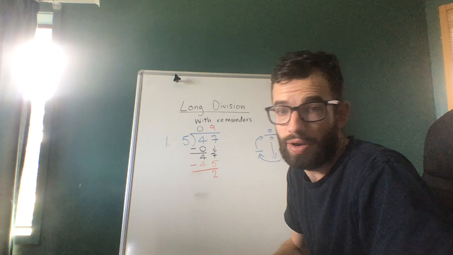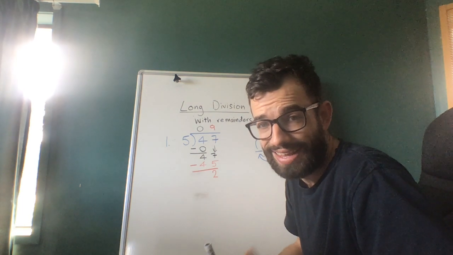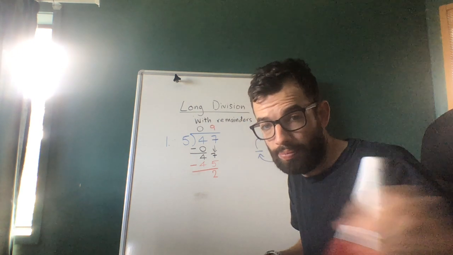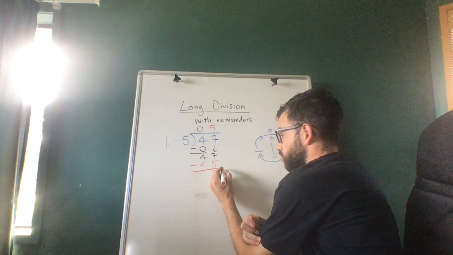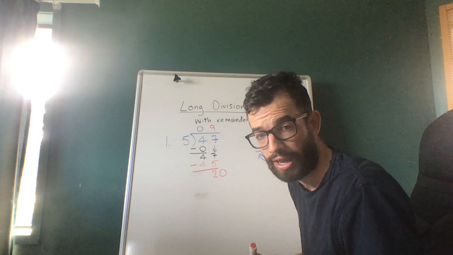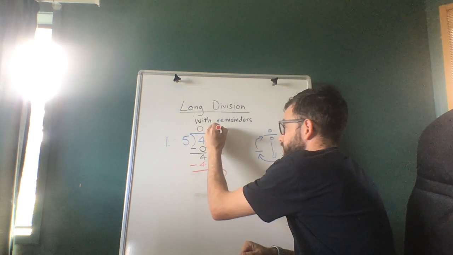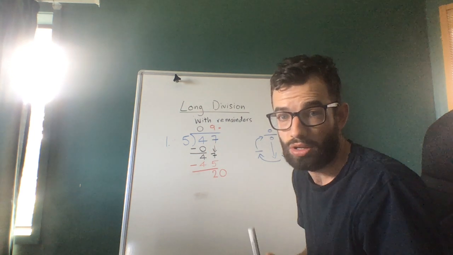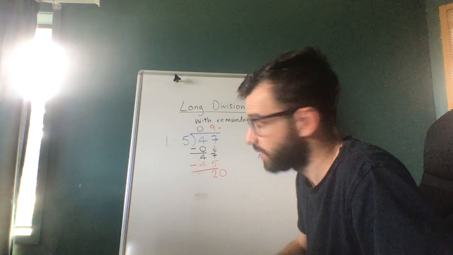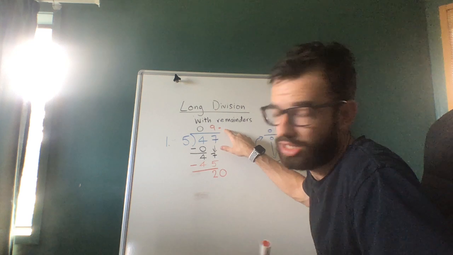Now we have a bit of a problem there. 5 is bigger than 2, so we can't easily divide 2 by 5. To solve that problem, we change that 2 and make it into a 20. By adding the 0 there, we also have to add a decimal point up here, because we've given that 2 an extra 0, but we know that 2 divided by 5 is going to give us a decimal number.